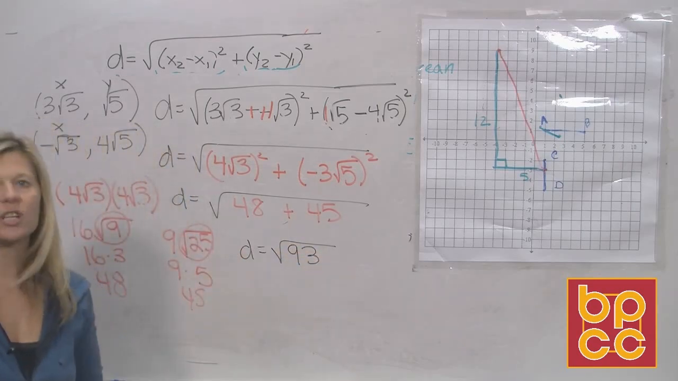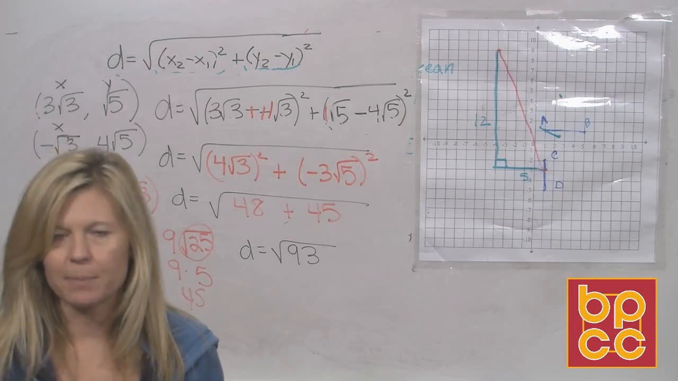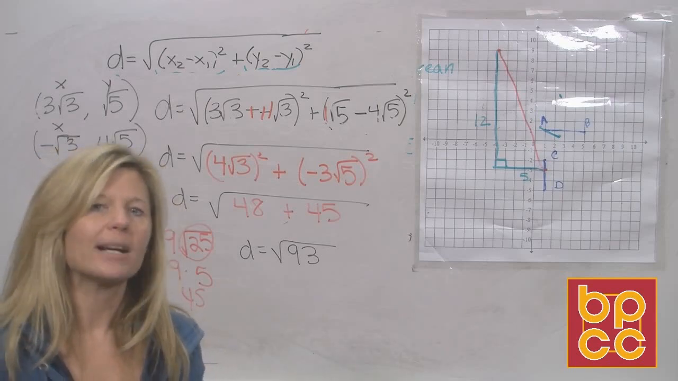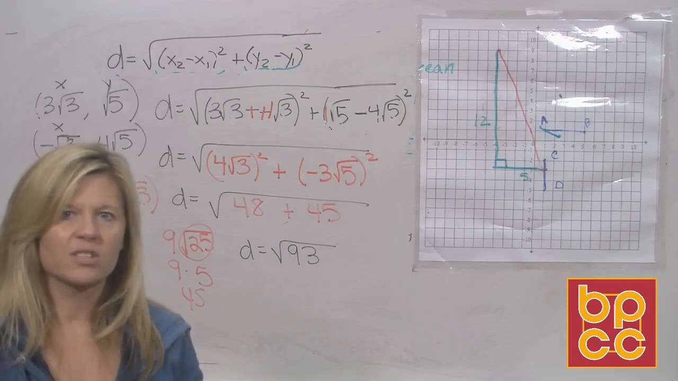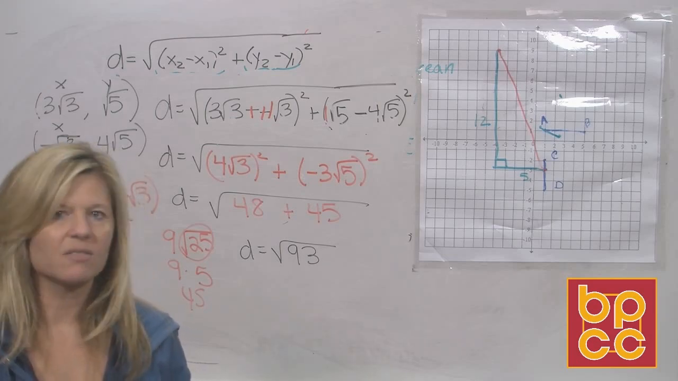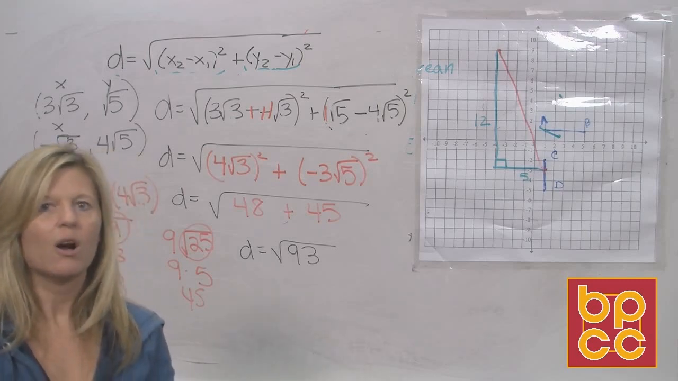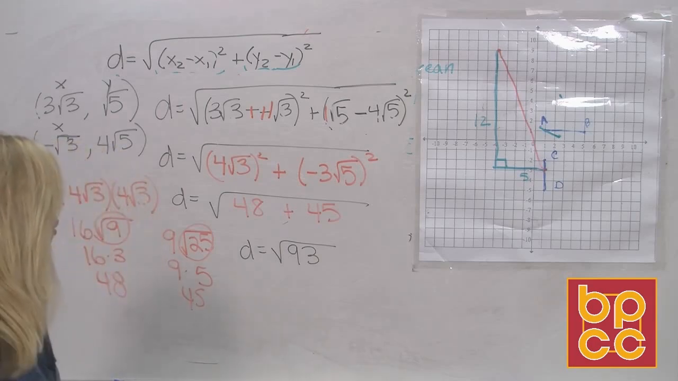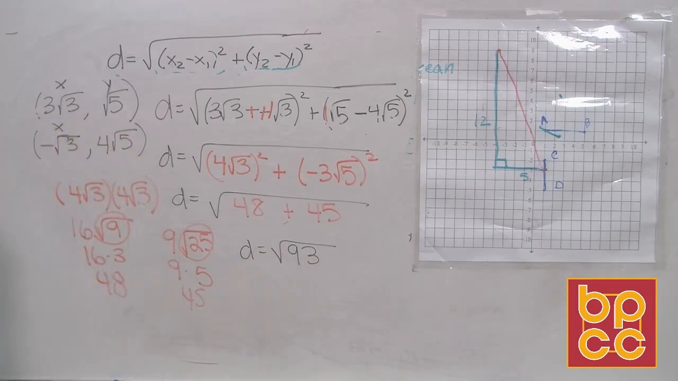So the last question is, can you square root 93? Not, can you go in a calculator and type it in? Because I know if you type it in a calculator, it's going to give a decimal. But can you break it down? Is there a perfect square in 93? 4 doesn't divide into 93. 9 doesn't divide into 93. 16 doesn't work. 25 doesn't work. 36 doesn't work. 49 doesn't work. 64 doesn't work. 81 doesn't work. There is no perfect square in 93, so that's your answer in lowest terms.